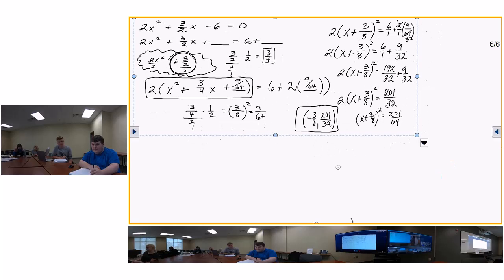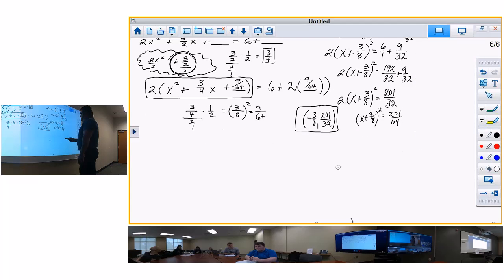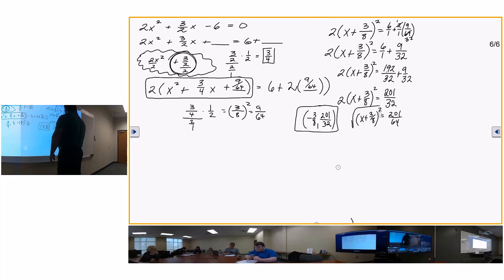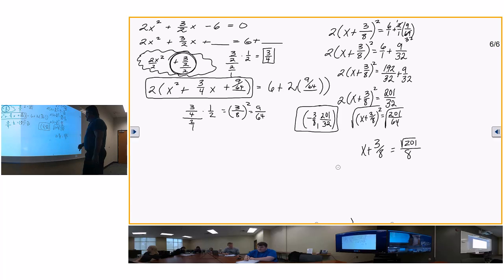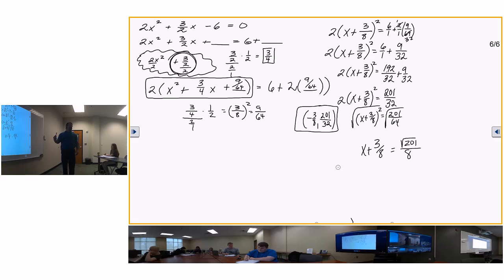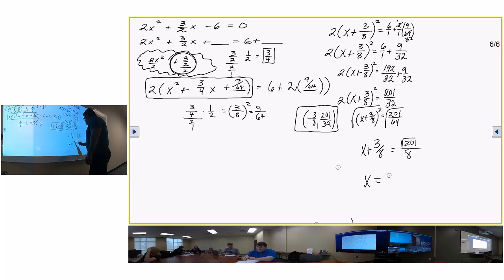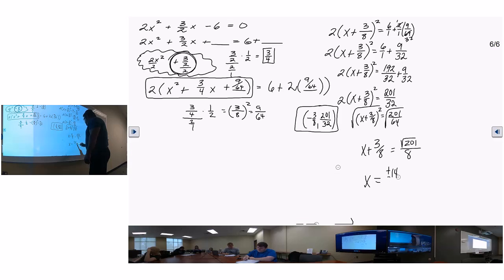All right, so let's continue. Take the square root of both sides, and that's x plus 3/8 equals square root of 201 over 8. See, again, that third grade math comes into effect. Square root of 64 is 8. X is equal to positive or negative 14.1 minus 3 over 8.